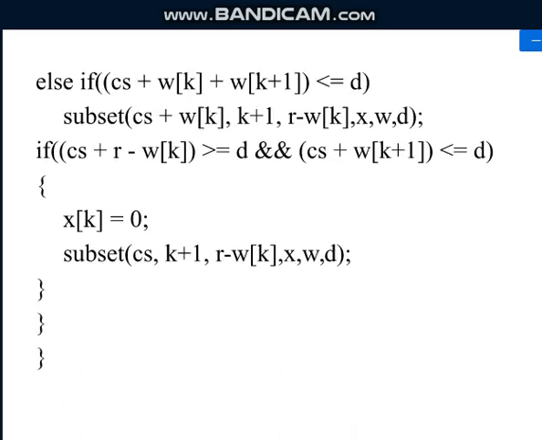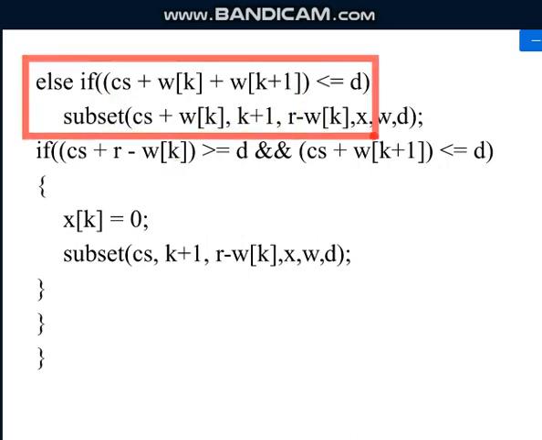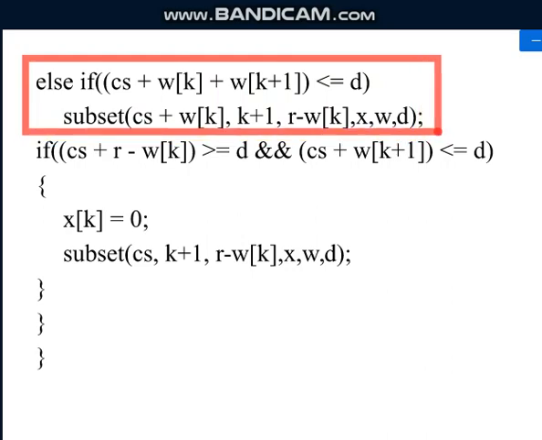What is the else part? Here you have two different things: one is including that element and one is excluding that element. Okay, so this is including that element. You are including the sum plus the weight of the current element, and you are checking with the weight of the next element. So if it is still less than 15, then you are including this element to the set.